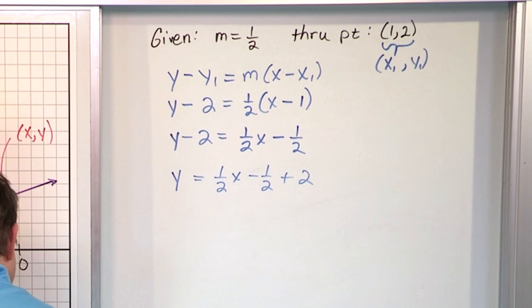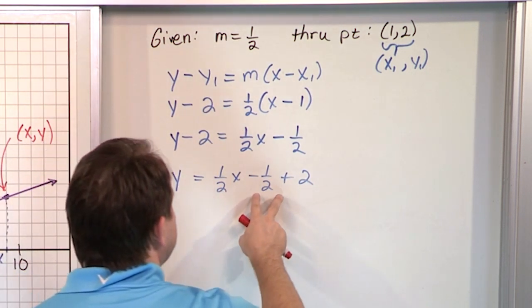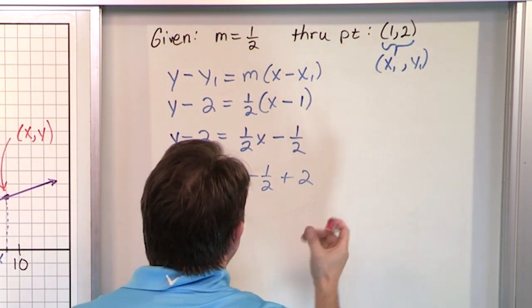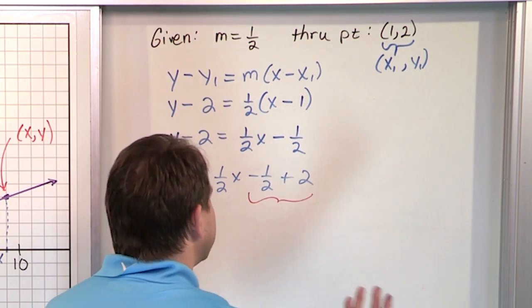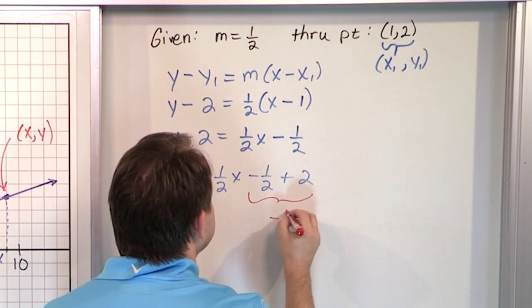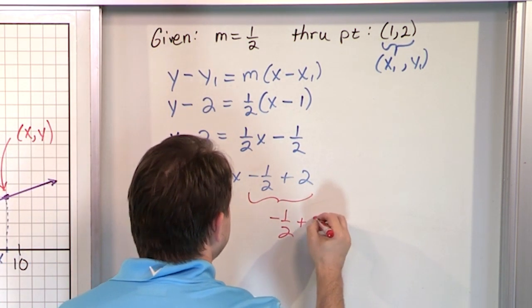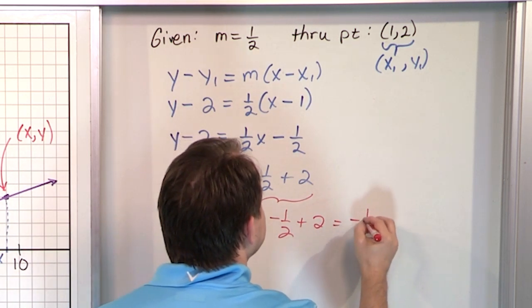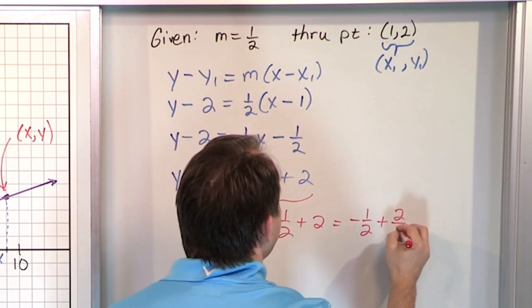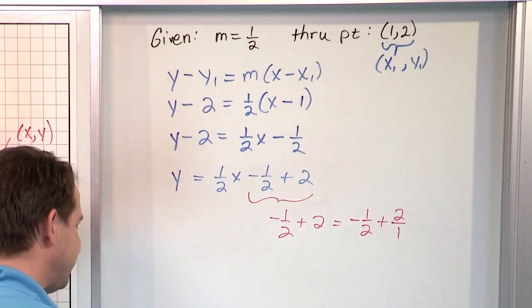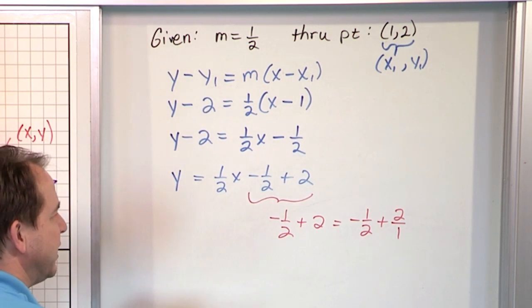Now, if you're really good with fractions in your mind, then you can add these numbers together. But a lot of people aren't, so we need to learn how to deal with the fractions. So what you have is negative 1/2 plus 2, which is the same thing as negative 1/2 plus 2 over 1. Now we need a common denominator. You can't do this without having a common denominator, right?